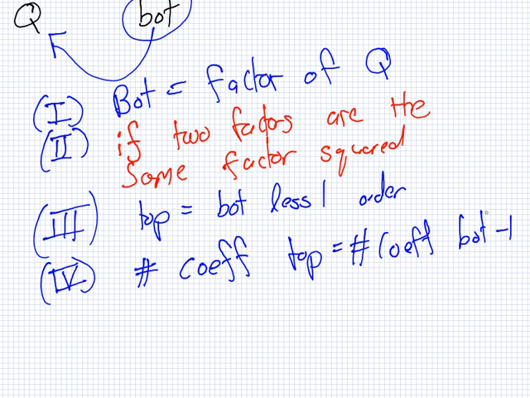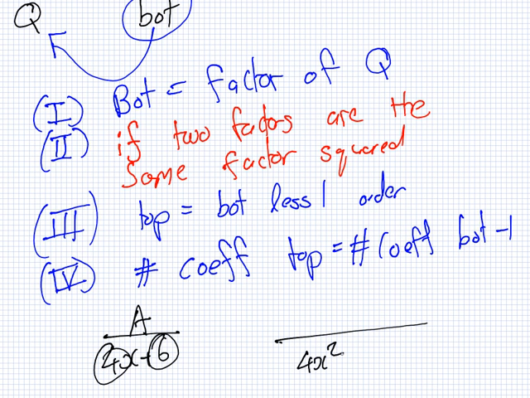So what I mean by that is, here, how many coefficients are there? 2. A 4 and a 6. So how many should be on the top? Just 1. If I had something like 4x squared plus 2x plus 1, how many coefficients? 3. So on the top, there should be 2. And because this is a quadratic, what should I have on the top? A linear.